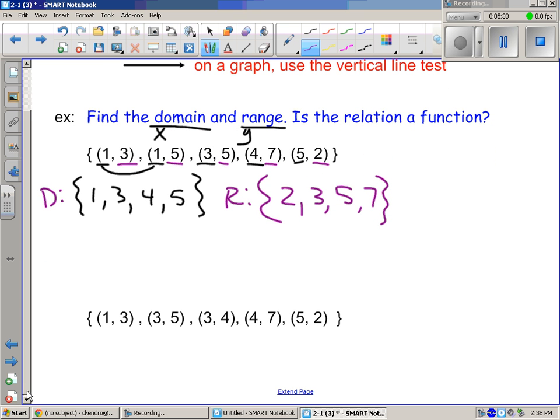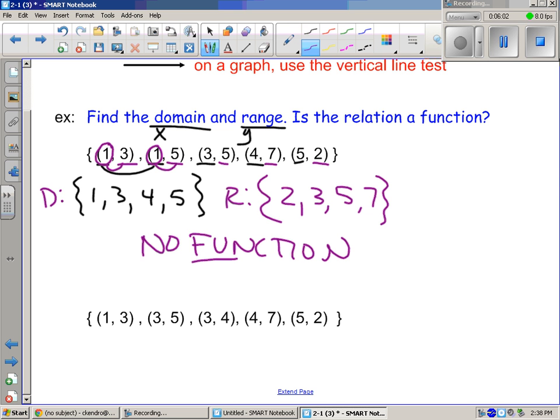Okay, now look at those lists of numbers, and we want to ask ourselves, is the relation a function? For every x, is there only one y? Now I see a 1 here with a 3, and I see a 1 paired with a 5. That's a big no-no. So this one is no function because it has two different y's for the same x.